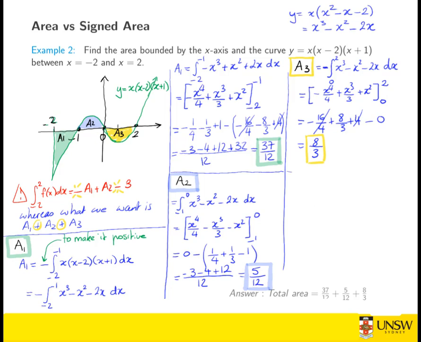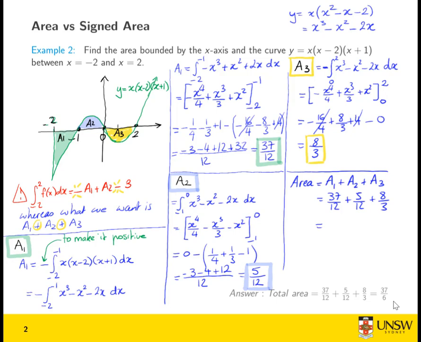The area we are after is the area bounded by the x-axis and the curve, so what we want is the sum of these three areas. We just need to add the results we have. That's 37 over 12 plus 5 over 12 plus 8 thirds. And using same denominators, this will simplify to 37 over 6.